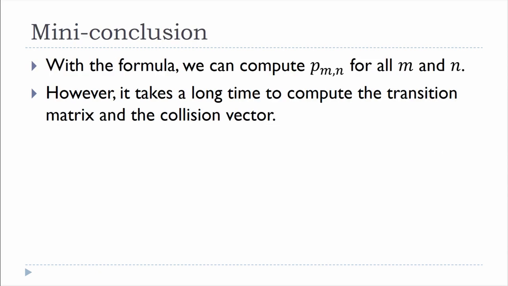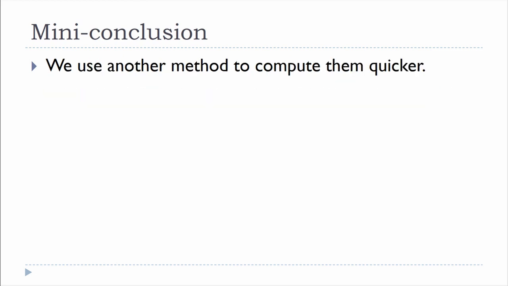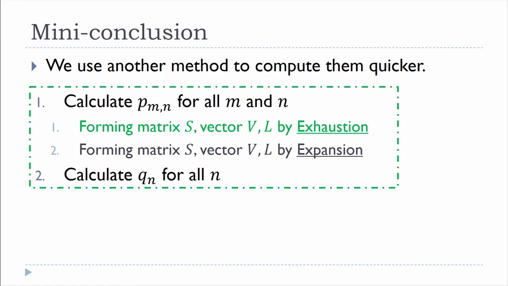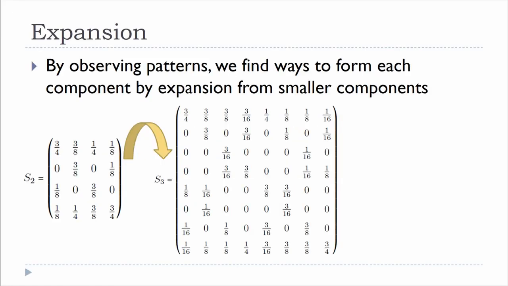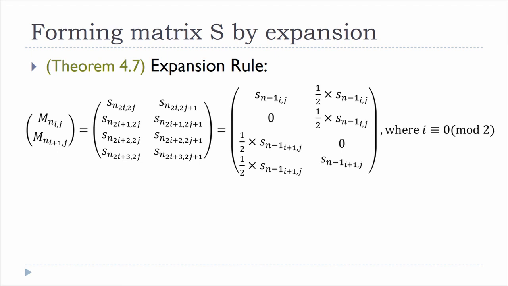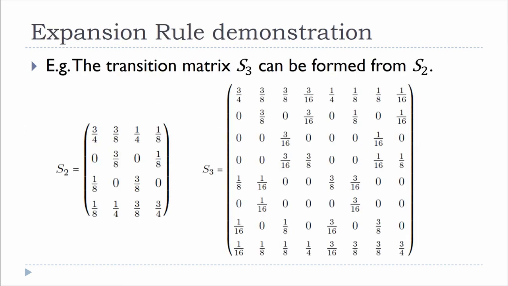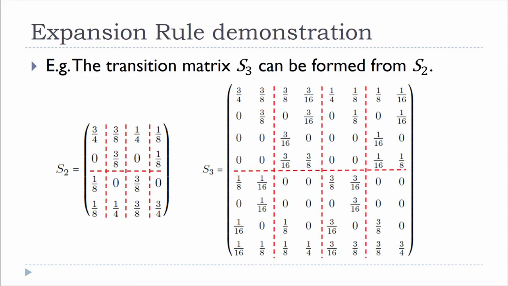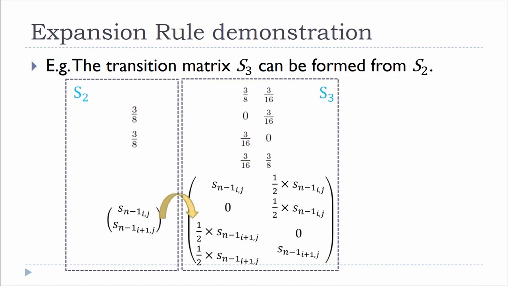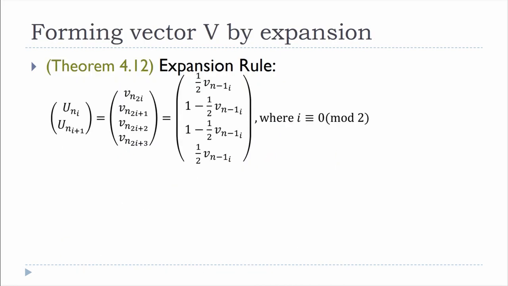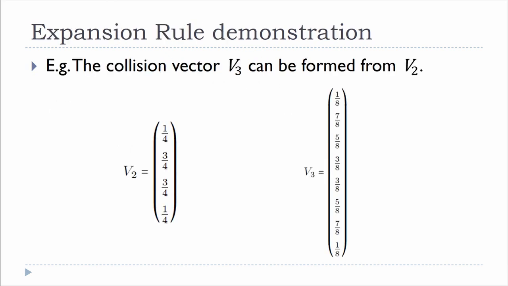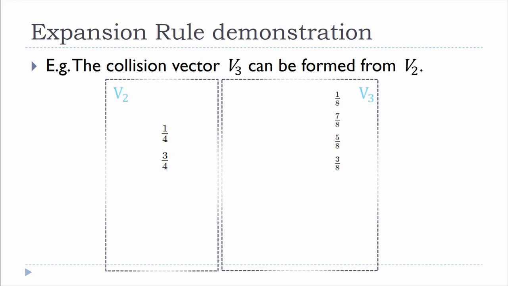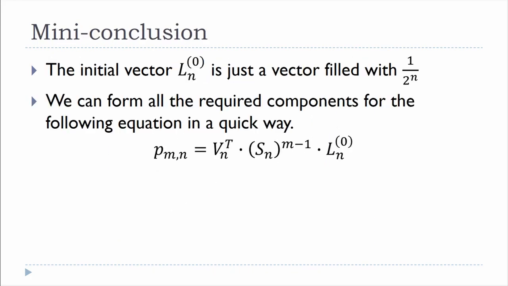But it takes a long time to compute the transition matrix and the collision factor. So we are going to use another method to compute it faster, which is by expansion. By observing patterns, we find ways to form each component by expanding a smaller component. We introduce an expansion rule by some demonstration. The transition matrix S_3 can be formed from S_2. We first divide it into parts, and we see that each part follows the rules below. There is a similar expansion rule for the factor V also. We divide it into parts, and they follow the rules. And the initial factor L is just a factor filled with 1 over 2 to the power of n. So we could find all the required components for the following equation in a quick way.